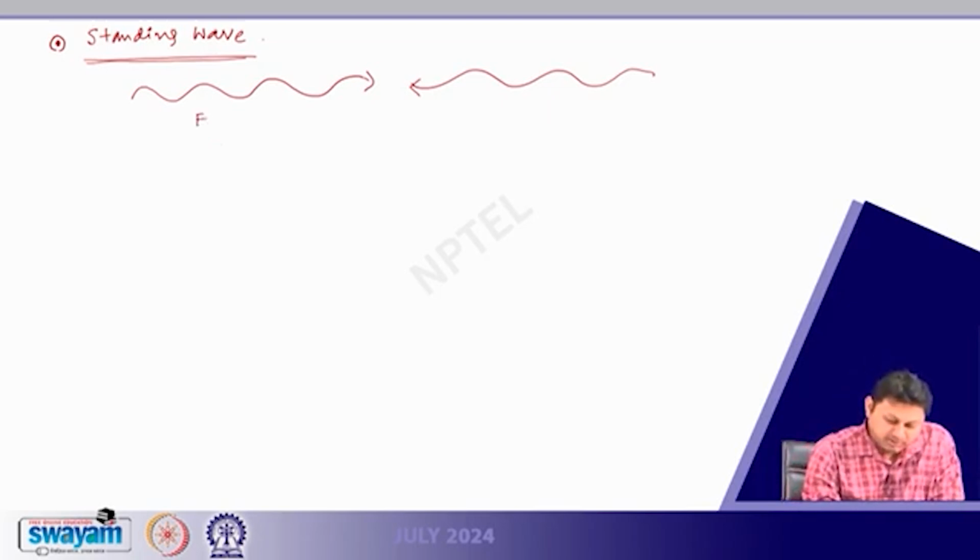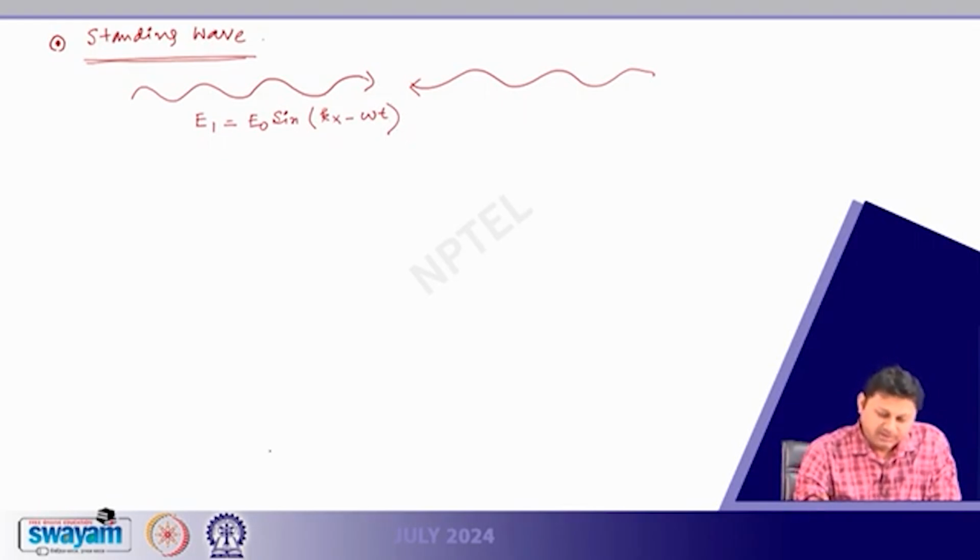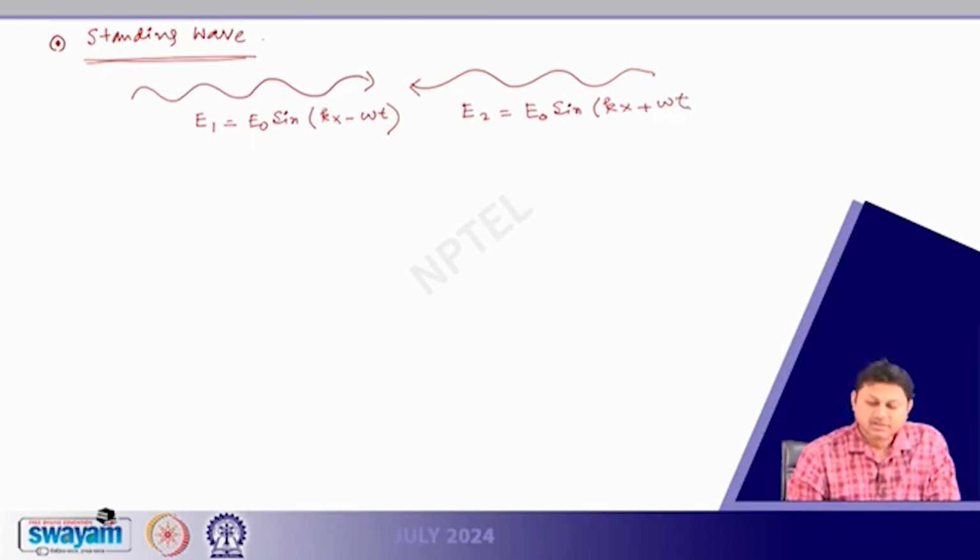Suppose this is E1, which is E0, a harmonic wave, so I can write sine of kx minus omega t, which is moving in this direction. And another wave, moving in the opposite direction, so E2 is equal to E0 sine of kx plus omega t, because it is moving in the other direction. If it is minus, then it has to be plus.